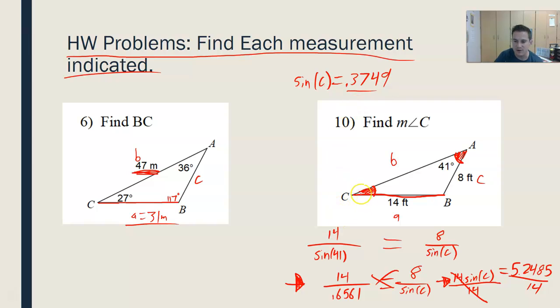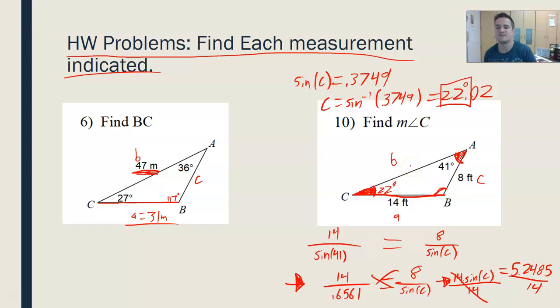Well, that's not my answer yet. That doesn't even really make sense as a measure of an angle, because that's what the sine of angle C is. So in order to find angle C, I have to do the inverse sine of 0.3749. The inverse sine of 0.3749 is about 22.02, or about 22, we'll round it to 22 degrees. So this angle right here is 22 degrees. And then with that knowledge, we could go on to find the measure of angle B, etc., etc., etc.